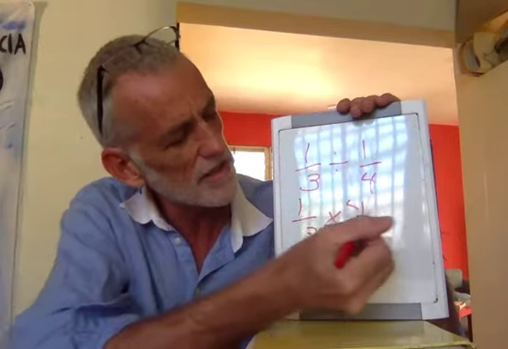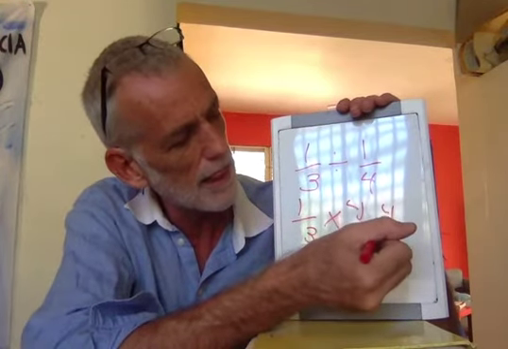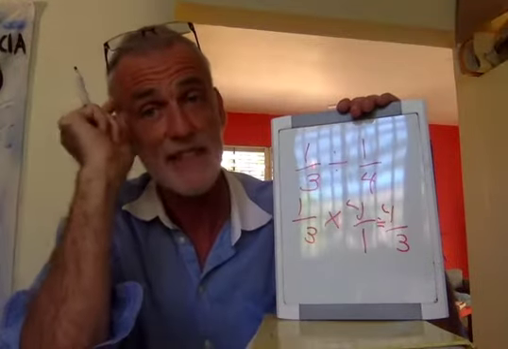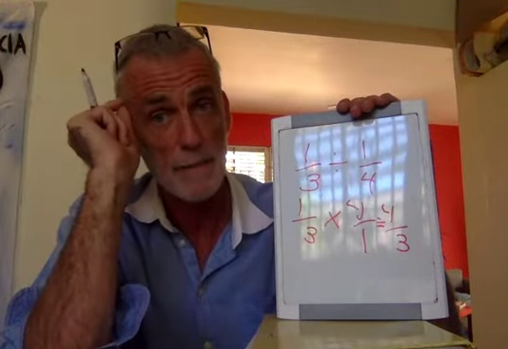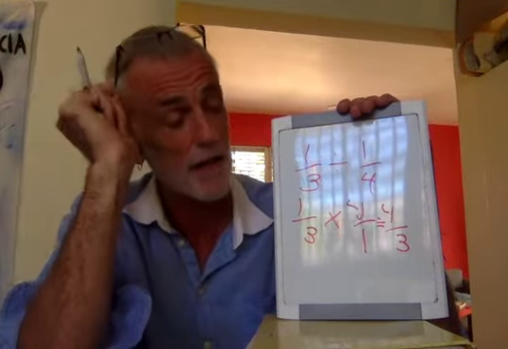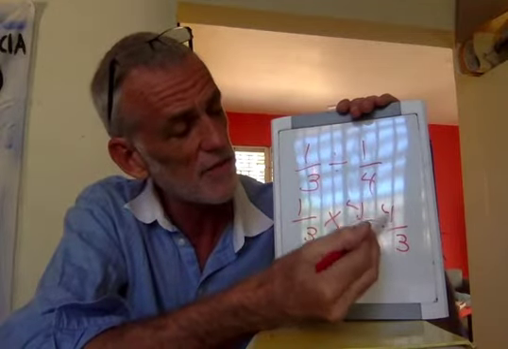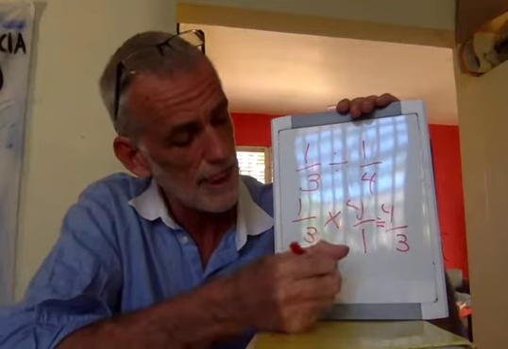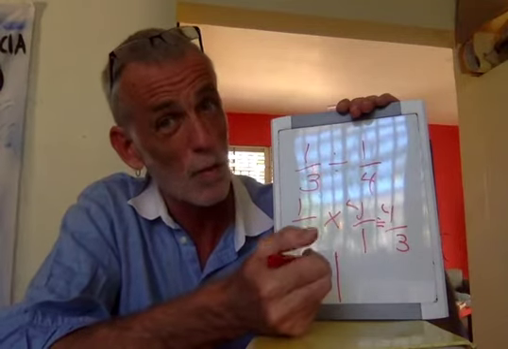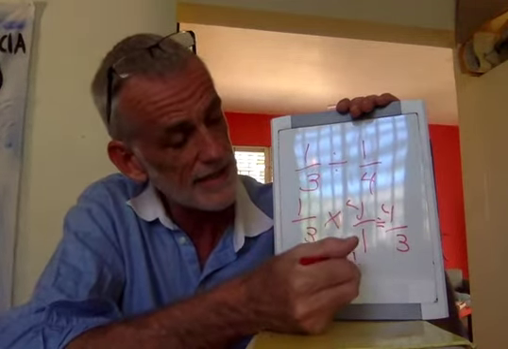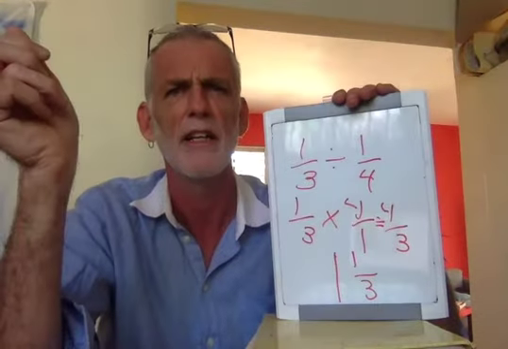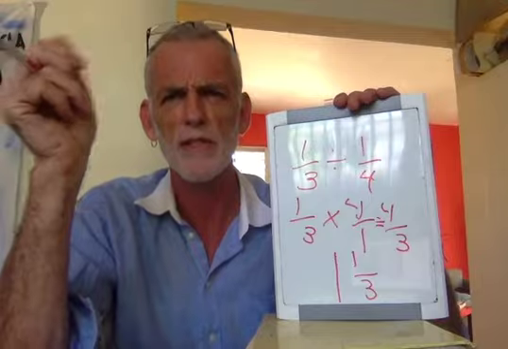So now you got 1 times 4 is 4. 3 times 1 is 3. Have to simplify because the number on top is bigger than the number on the bottom. How many times can you put a 3 into a 4? Once. You got left over 1. That stays at the bottom. 1 1/3 is your answer. Let's do one more of those.